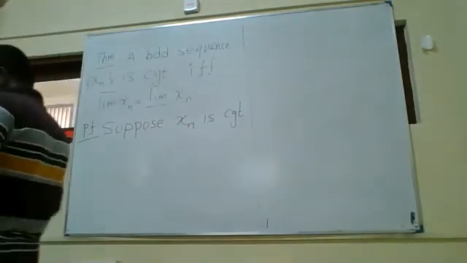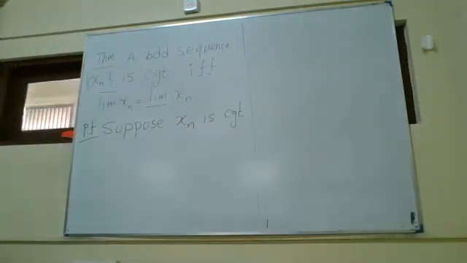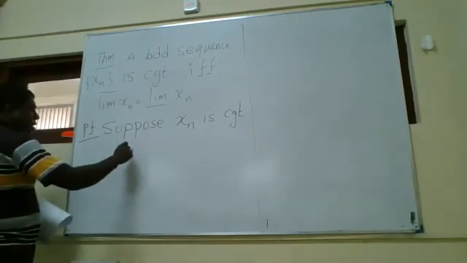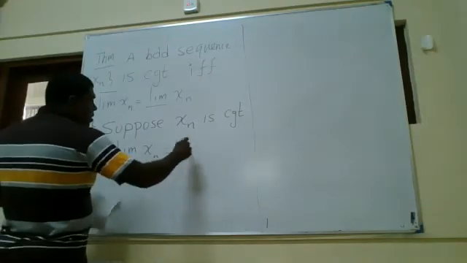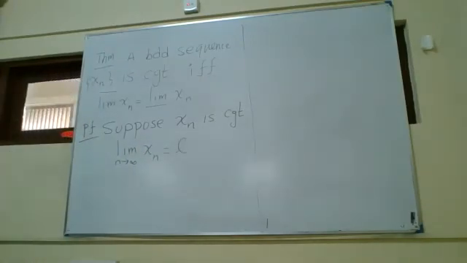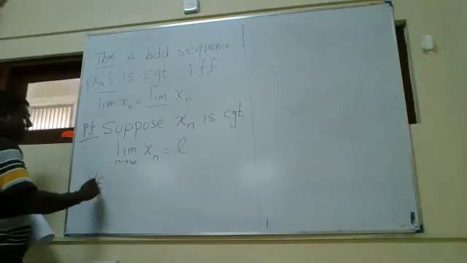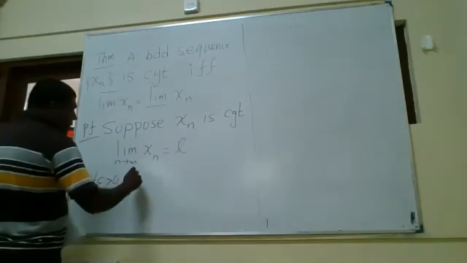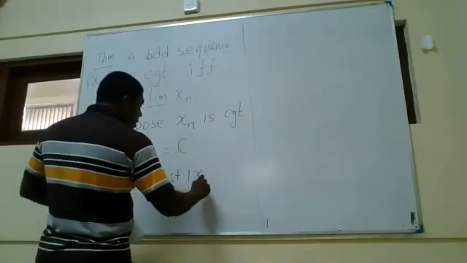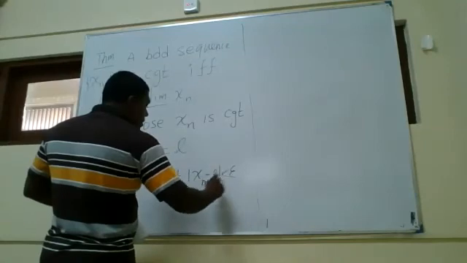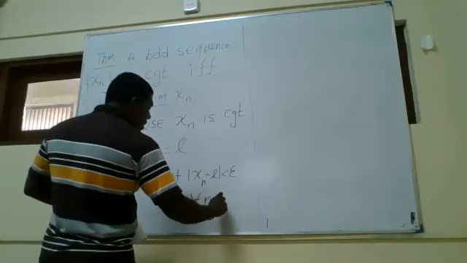Right? So suppose Xn is convergent. So we say that the limit of the sequence is L. The standard notation, if it is converging, then it has a limit, so let's say it is L. Then you know for every epsilon positive, there exists a natural number N such that |Xn minus L| is less than epsilon for all n greater than N.